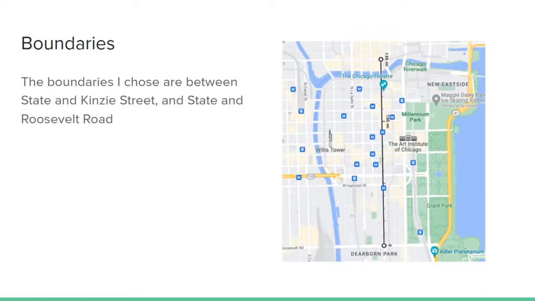For boundaries, the boundaries I chose are between State and Kinsey Street and State and Roosevelt Road. State Street is mostly made up of businesses that run along the street. The reason I chose these boundaries is I felt that stretch is a busy part of State Street and a relevant area in the city to study. The stretch of State Street between Kinsey Street and Roosevelt Road is also very recognizable because of all the landmarks that run along the street.